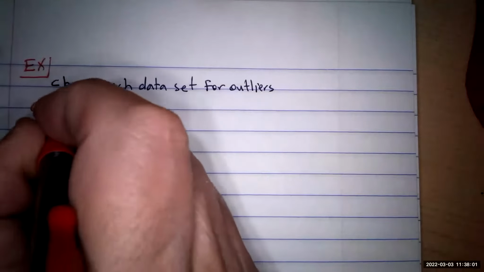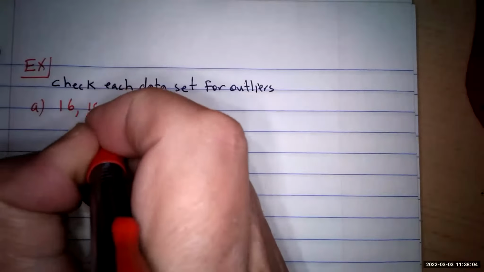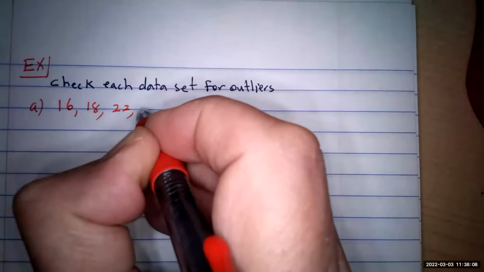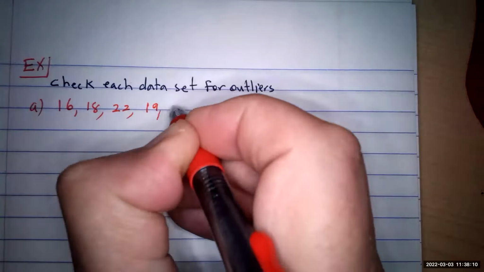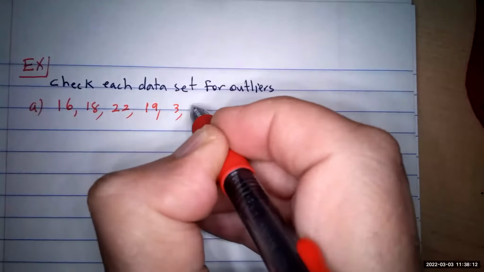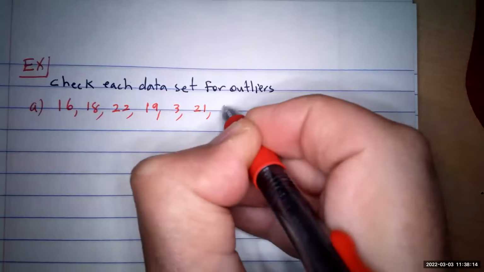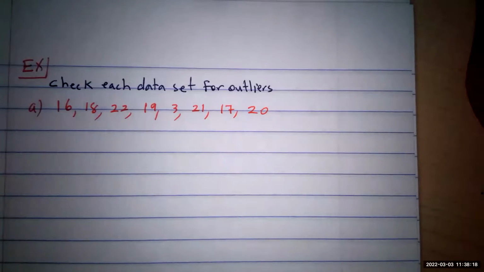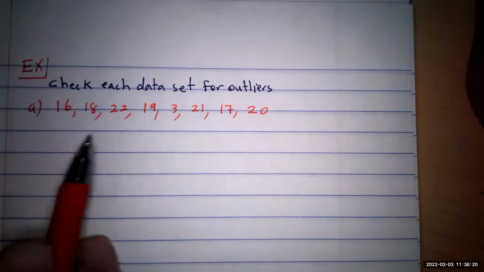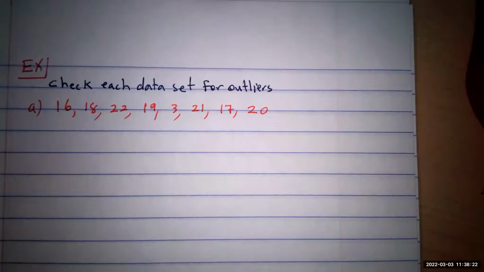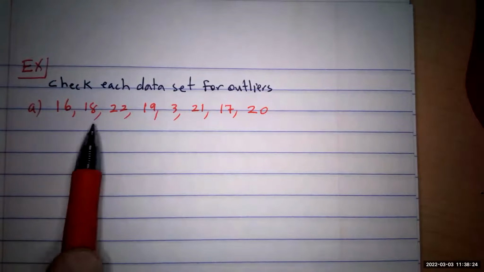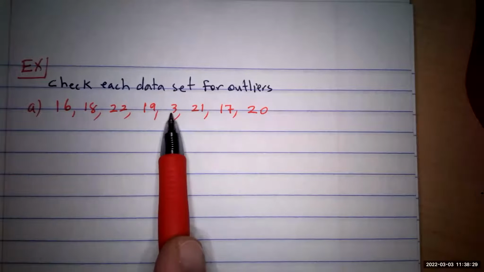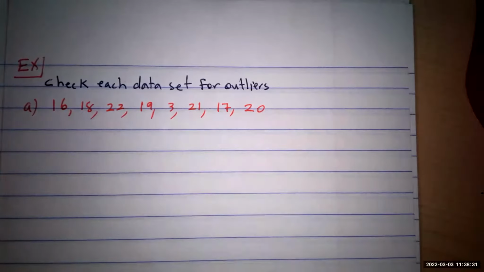the numbers are 16, 18, 22, 19, 3, 21, 17, and 20. When you look at the numbers, you see they are almost close to each other, but suddenly you get 3 here. So this 3 seems to be an outlier.